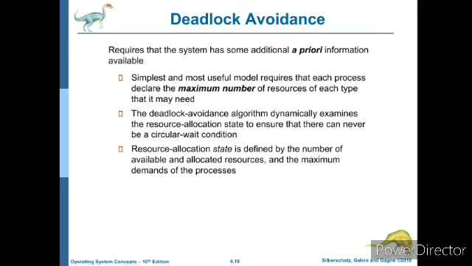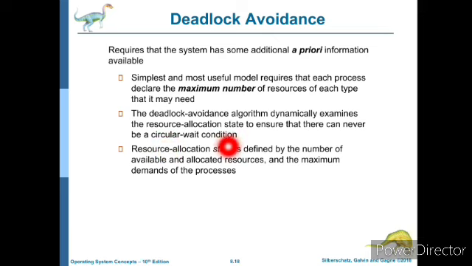The simplest and most useful model requires that each process declare the maximum number of resources of each type that it may need for its execution, to complete its task. Given this prior information, it is possible to construct an algorithm that ensures the system will never enter a deadlock state. A deadlock avoidance algorithm dynamically examines the resource allocation state to ensure that the circular wait condition can never exist.